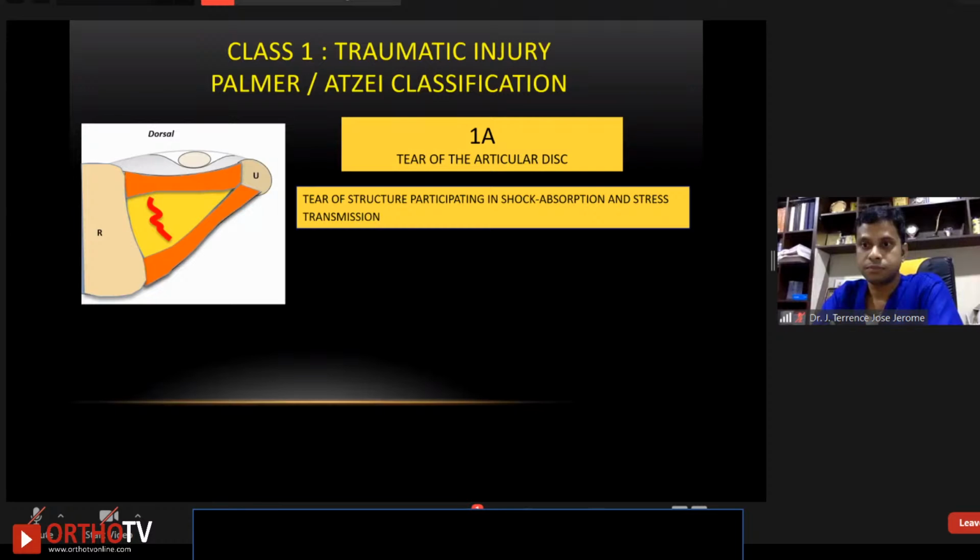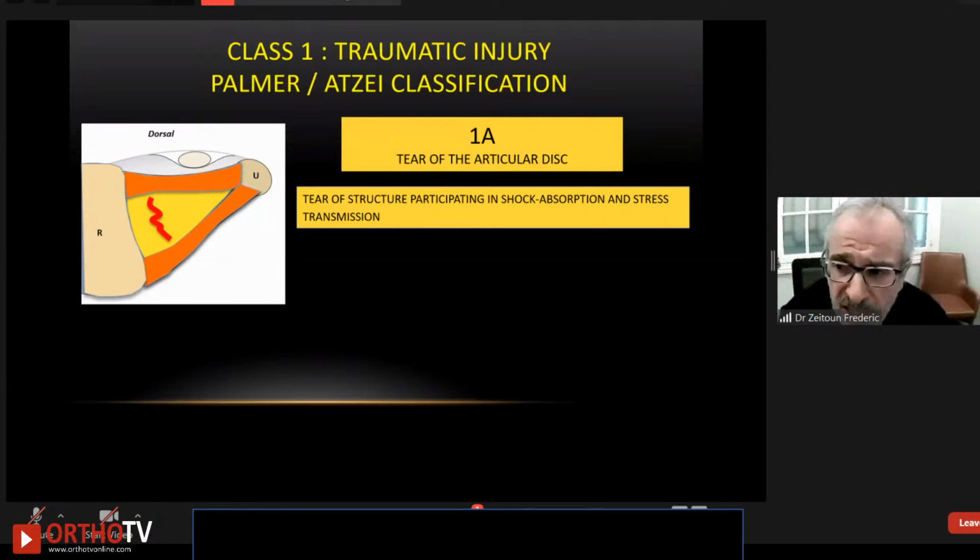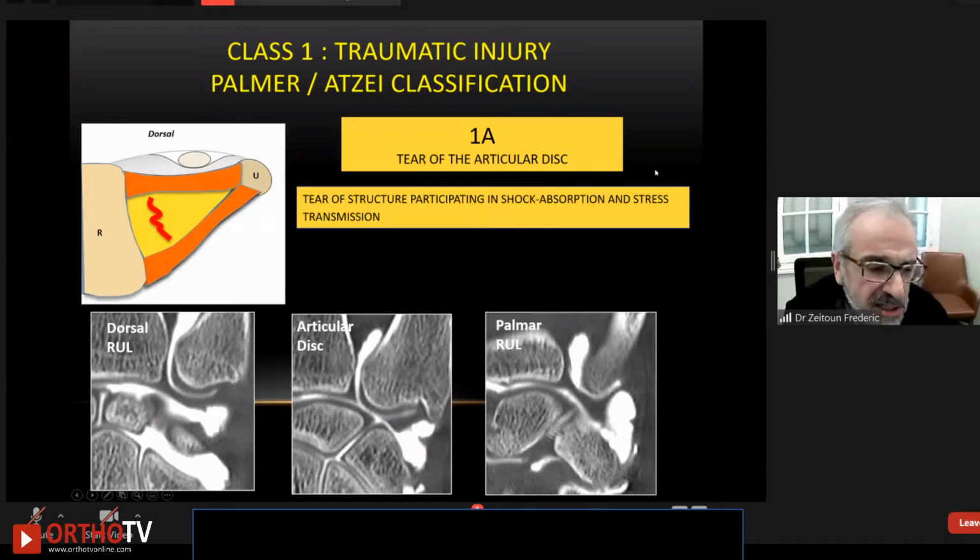So let's start with class 1 lesion, the traumatic injury. It may be a class 1A lesion, which only involves the articular disc, which means a structure involved in the absorption of shocks and stresses and without stabilizer function. You can see on this CT arthrography a perforation of the articular disc here, and on the contrary, respect of the dorsal and palmar radioulnar ligaments.